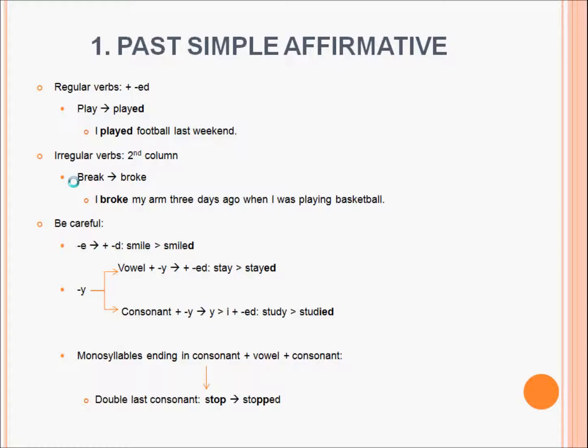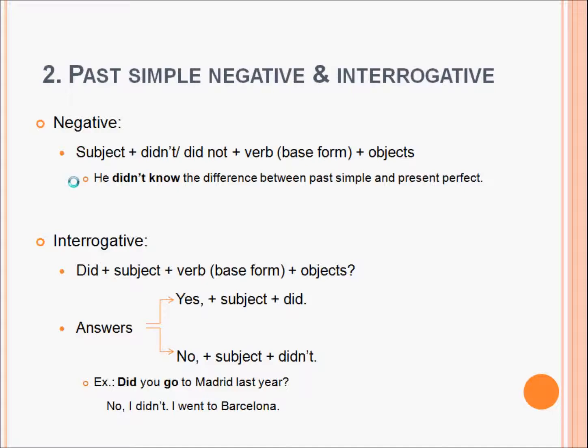Past simple negative. The sentence structure for negative past simple form is the following one. First, we put subject, then didn't, or did not if you prefer the non-abbreviated form, and then the verb, but be careful because it goes in the base form, and then other objects you can find in a sentence. For example, he didn't know the difference between past simple and present perfect.